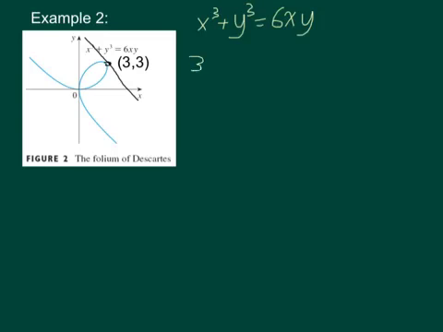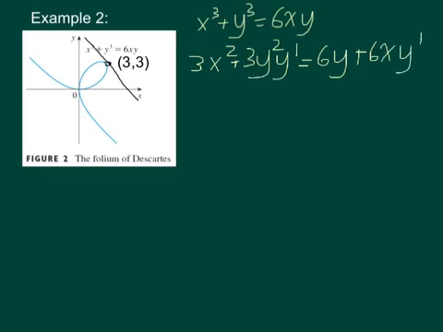We're going to put on a differentiation operator. So we'll get 3x squared plus 3y squared times the derivative of y, because it's the chain rule, equals, now this side it's the product rule, so it's 6y plus 6x y derivative. Now what we're going to do again is isolate my y derivative over to the left and everything else over to the right. So first we're going to put this here and that there.